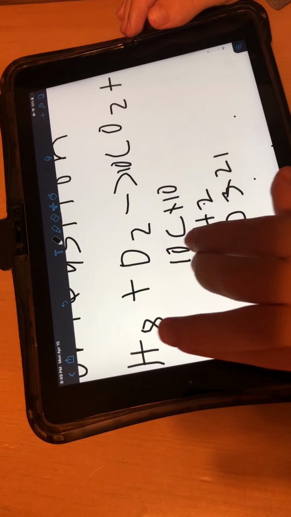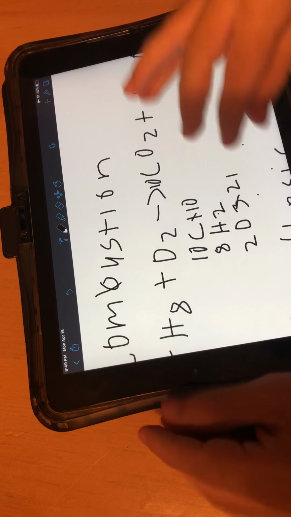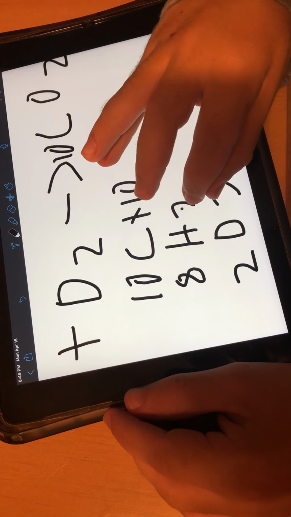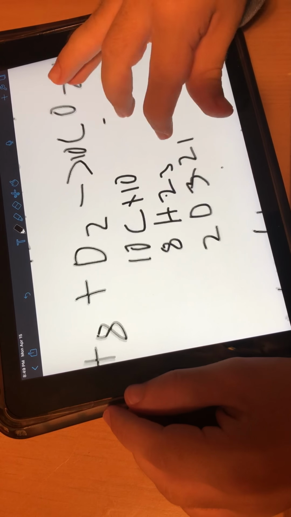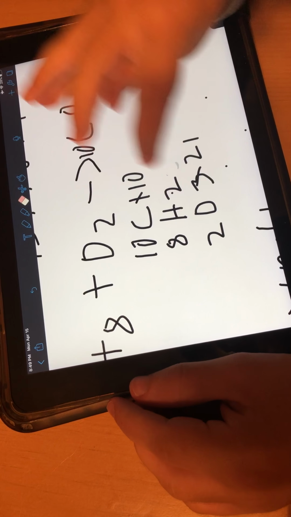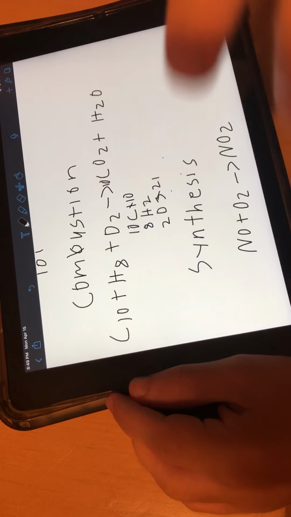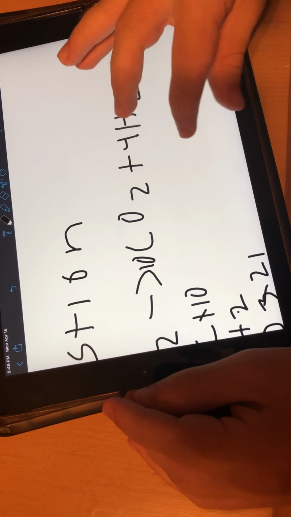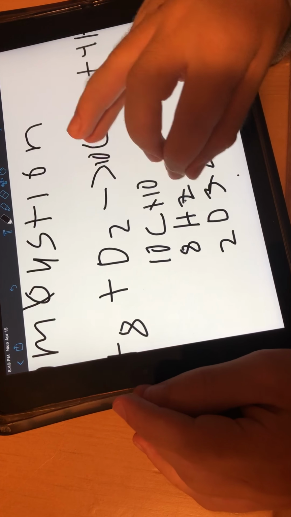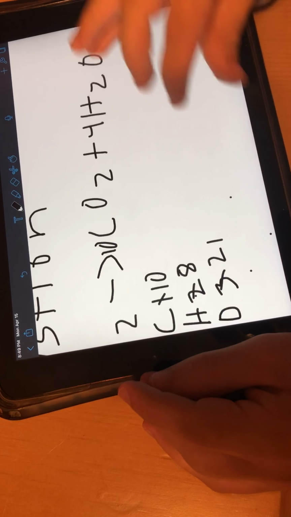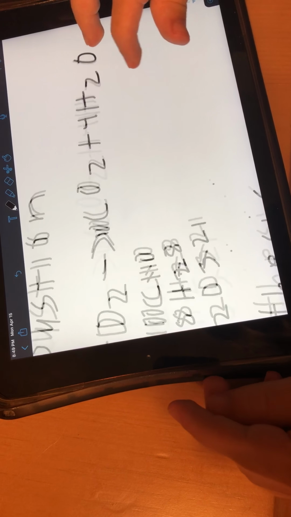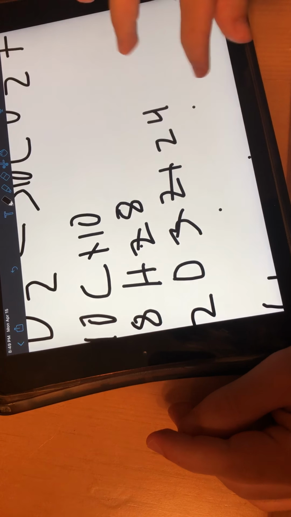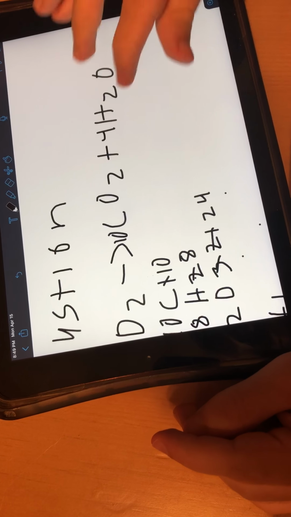So now since we see that that's even, we have to make the hydrogen even. With the hydrogen, since you see that it's 8 and 2 here, we're obviously going to go in front of the water and put a 4 there so we can multiply to 8. And you see that that's balancing. Now that we put a 4 in front of the H2O, the oxygen is going to be 24 now. You see that? Yeah.